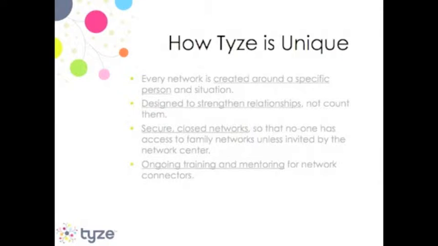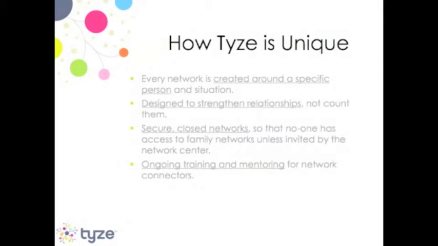So at this point you might be saying, and this question comes up, it's the number one question we get all the time, how is Tyze different than Facebook? And it's an important question for us certainly to be able to answer clearly. So Tyze itself, every network is created around a specific person and situation. So these are very personal networks. They're designed to strengthen relationships, not count them. I don't know how many people you have on your Facebook pages, but my daughter's got 350. And that was really great when she was looking for an apartment, but not so great when she broke up with her boyfriend, right? In terms of really getting the support.